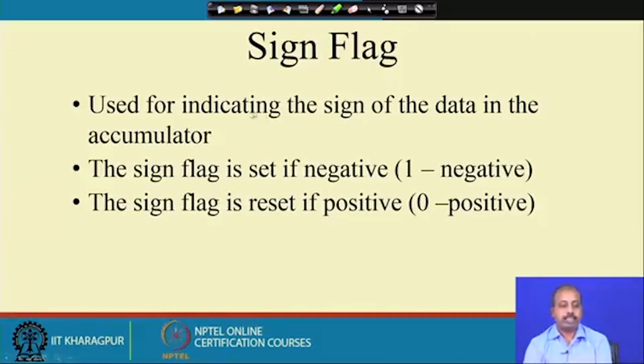First one is the sign flag. As I was telling, it is used for indicating the sign of the data in the accumulator. It may be negative, it may be positive. If it is negative, then the bit is 1, and if it is positive, the bit is 0.